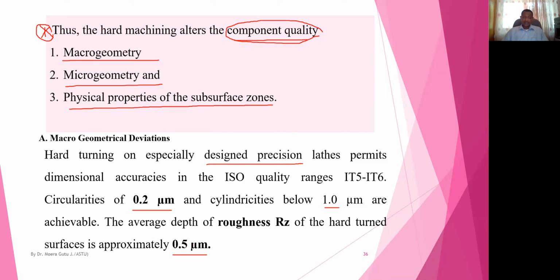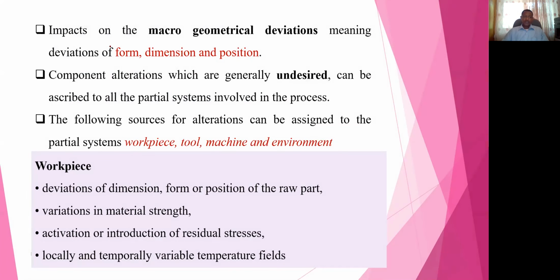But the average acceptable ISO standard for surface roughness is 0.5 micrometer in order to say the component quality at micro level is acceptable. So the impact is on the micro, the large geometric deviation, meaning deviations of the form, dimension, and position. Component alterations, which are generally undesired, can be ascribed to all the partial systems involved in the process. The following sources for alterations can be assigned to the partial system, to the workpiece, okay?